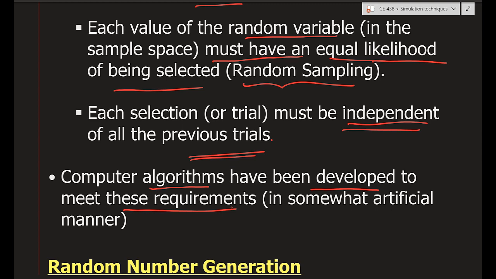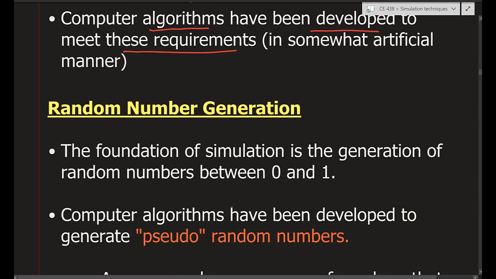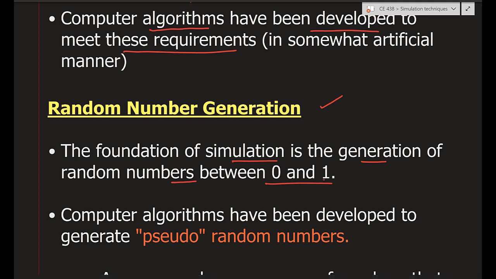So basically computers have algorithms, and we can artificially generate pseudo random numbers. There are many algorithms; we'll discuss one algorithm for random number generation. The foundation of simulation is the generation of a random number between 0 and 1. If we want to generate a random number, we generate one between 0 and 1, and correspondingly we can generate another random number in any interval. So the fundamental idea is to generate a random number that lies between 0 and 1.